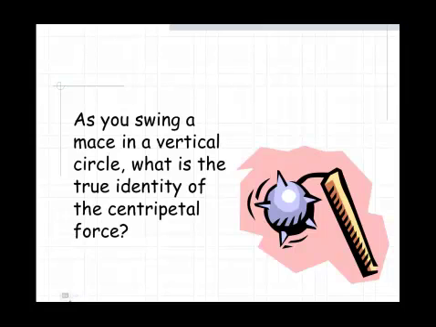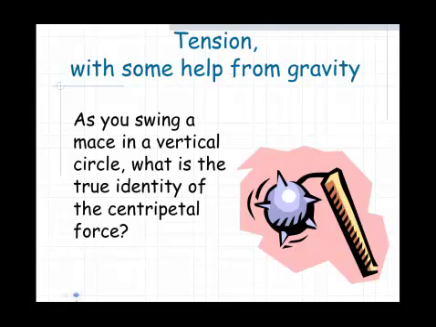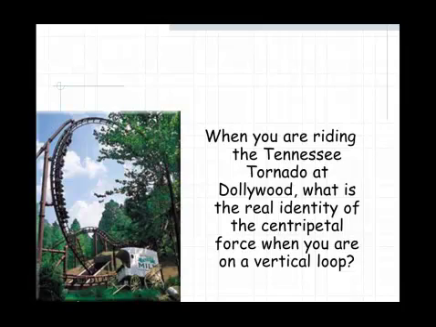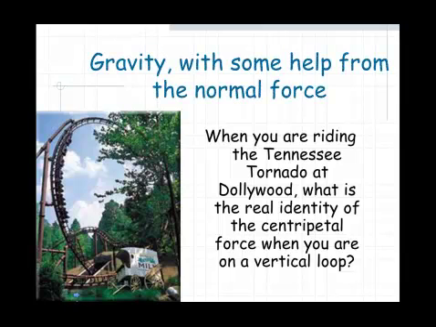As you swing a mace in a vertical circle, what is the true identity of the centripetal force? In this case, it's tension with some help from gravity. When you're riding, for example, the Tennessee Tornado at Dollywood, what's the real identity of centripetal force when you're in a vertical loop? In this case, it's gravity with some help from the normal force.